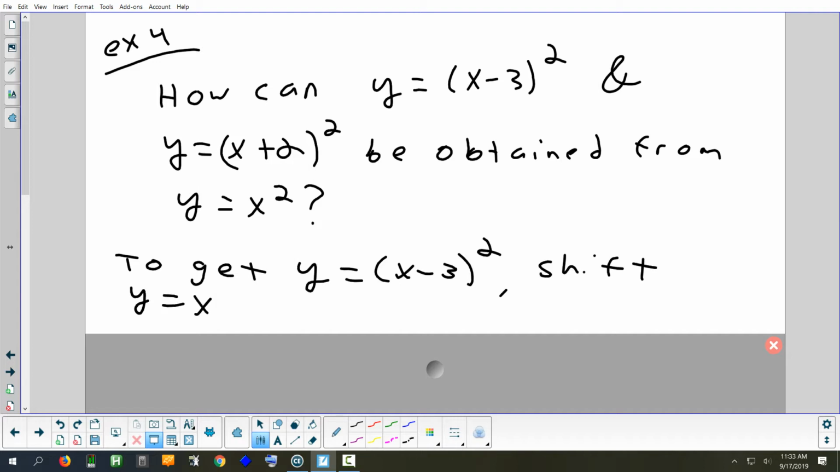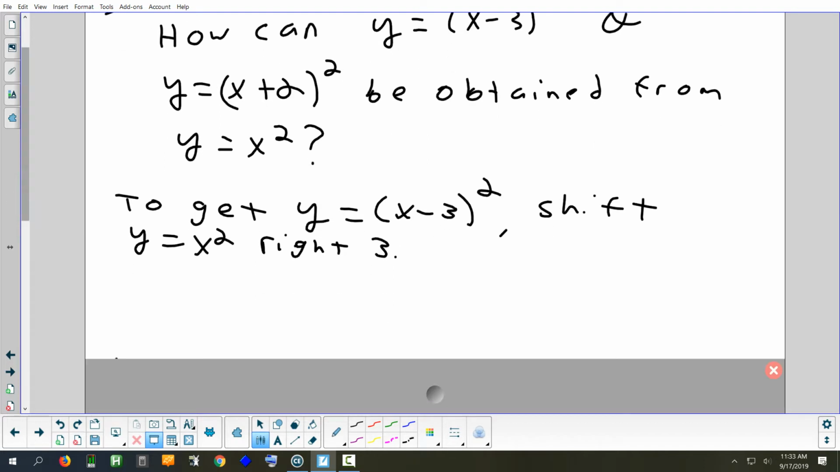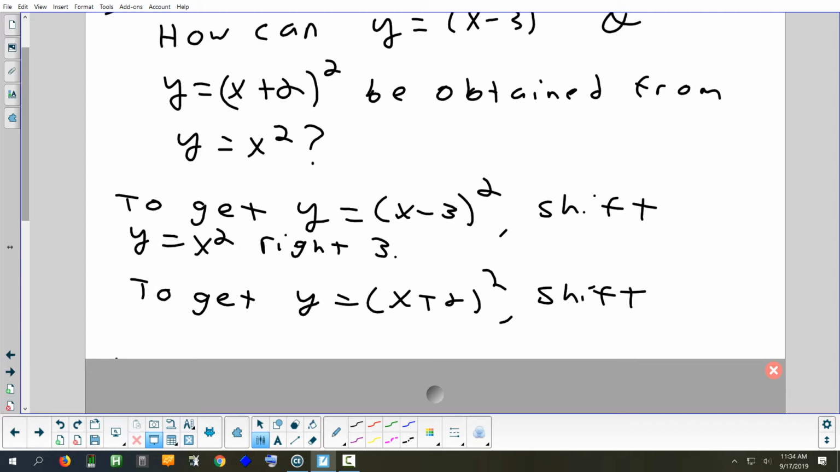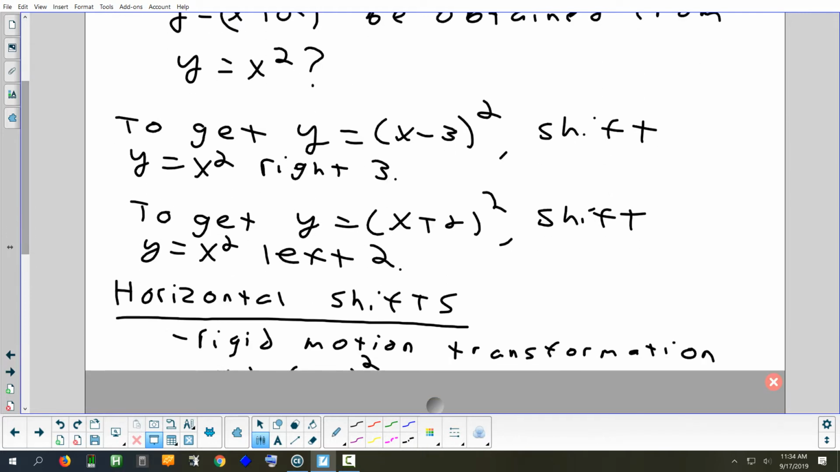shift y equals x squared, let's see, minus 3, shifted it right 3 units. All right, and now to get the other one, let's see, that's going to be left 2. So to get y equals (x plus 2) squared, shift y equals x squared left 2. So these, again, are more rigid motion transformations. Meaning we're not stretching, we're not distorting anything. We're just taking what we have and we're sliding it somewhere else.